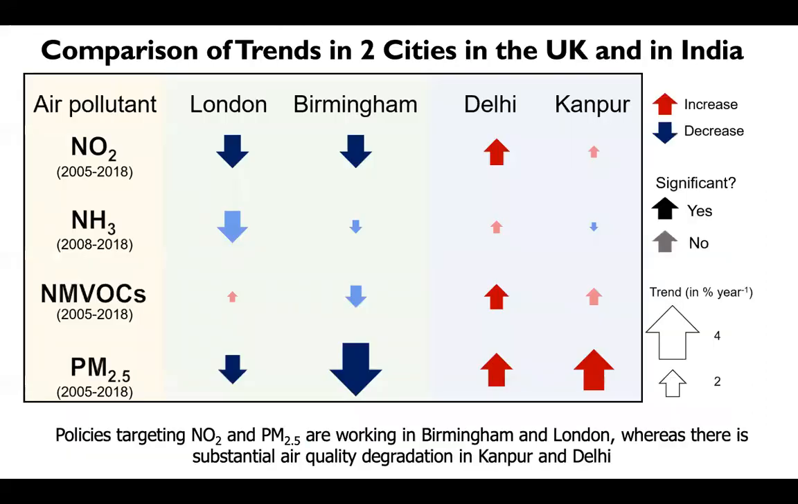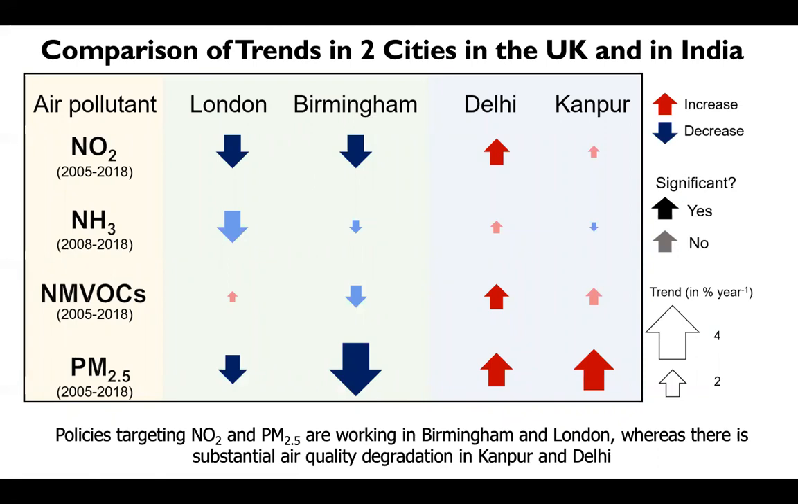And so this just puts everything together for all of the air pollutants that we're monitoring from space for London, Birmingham, Delhi, and Kanpur. These arrows are colored by increase in red or decrease in blue, bold for significant trend, not bold for not significant trend, and then just the size of the arrows indicating the size of the trend. And you can see for London and Birmingham, NO2 and PM2.5 have decreased as we would expect from successful air quality policies, whereas we're seeing the opposite in Delhi and Kanpur. The NO2 increase in Kanpur is not significant and quite small.